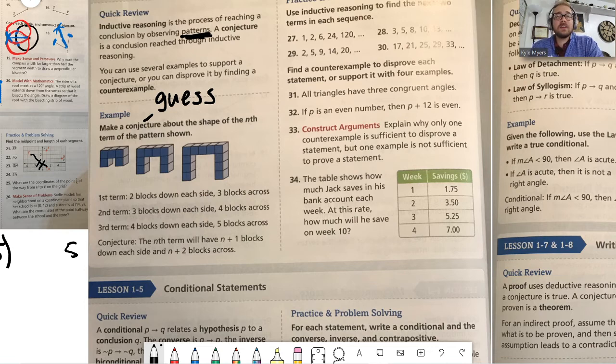And then counterexample. The reason why I'm even talking about all this vocab, stick with me, I promise I'm going to get to the solutions, but you do need to know the vocab because since there's a ton of vocab in chapter 1, teachers usually like to have a vocab quiz. So that's why I bring up all these vocab words and talk about what they basically mean. So a conjecture is basically a guess, and inductive reasoning is when you're looking at patterns.